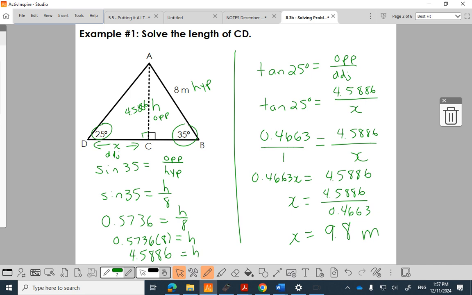Was there anything new in that example, really? Was there no real math that was new, but a new approach, maybe? Question?